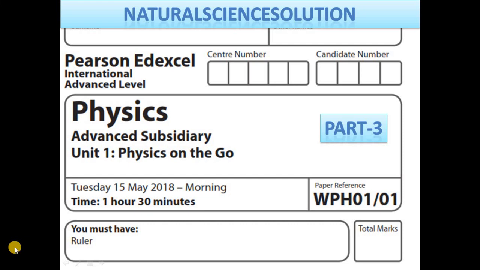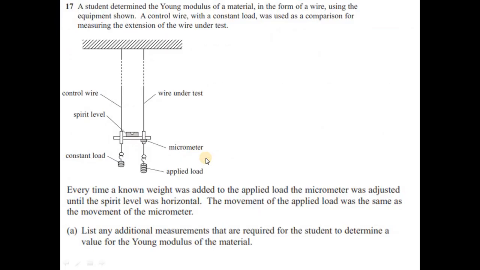Hello everyone, welcome to the video solution for physics. This is Edexcel IAL, summer 2018, unit 1, part 3. So let's start. Question number 17.